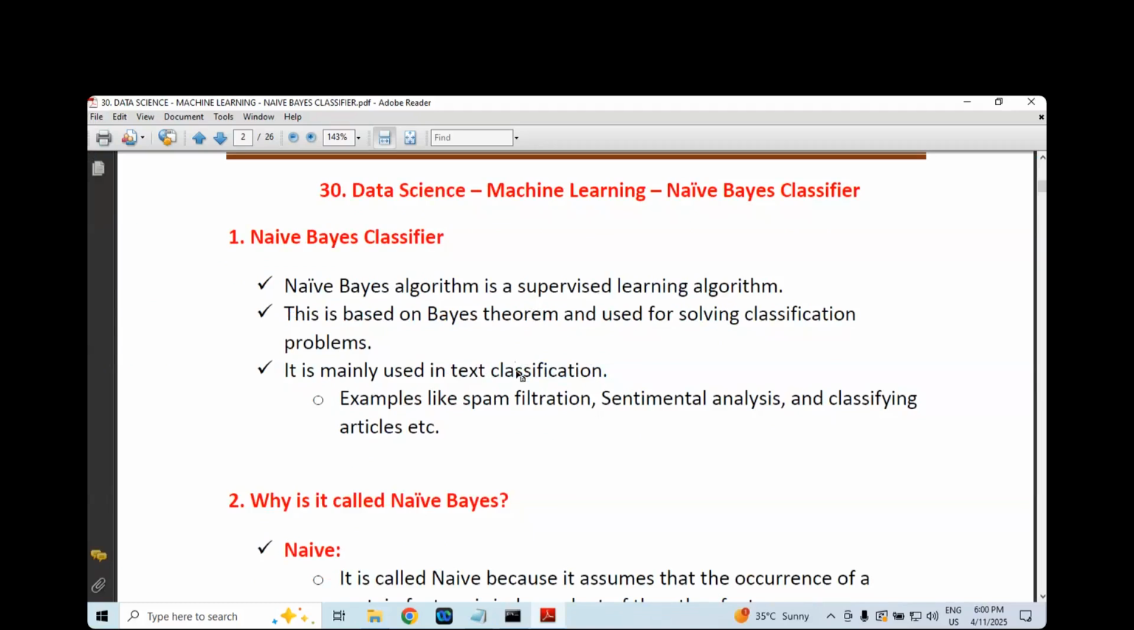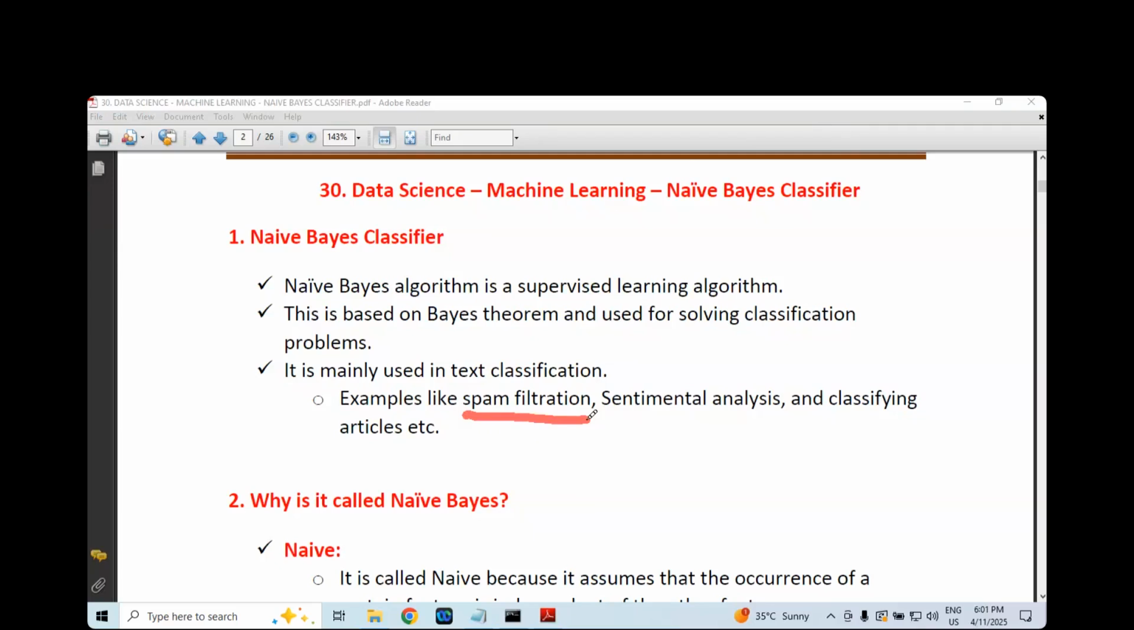Let me tell you what spam filtering means. Whenever you get a mail, if it is a useful mail, it goes to the inbox. If it has random words, abusive words, it goes to spam. In the backend, the Naive Bayes algorithm works in Gmail. It can understand the text. This algorithm thinks like a human brain. It will understand each and every word, then it will classify.